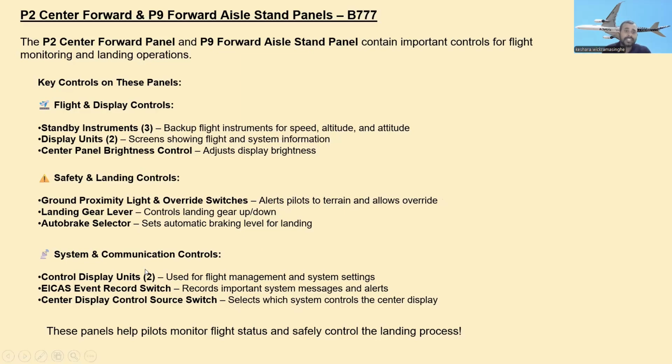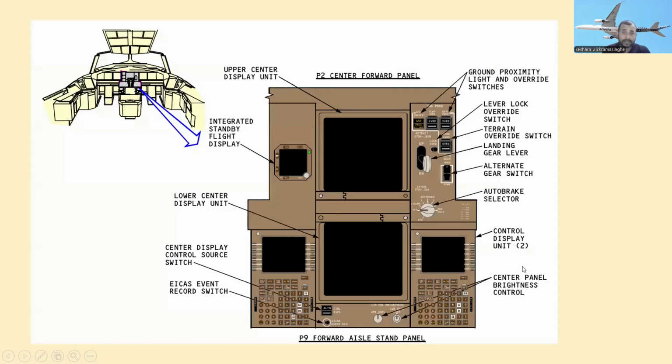So the system and communication controls. Under system and communication control, they have control display units, the ICAS event record switch, and the center display control source switch. The control display units are used for flight management and system settings. The ICAS event record switch records important system messages and alerts. And the center display control source switch selects which systems control the center display. So these panels help pilots monitor flight status and safely control the landing process.